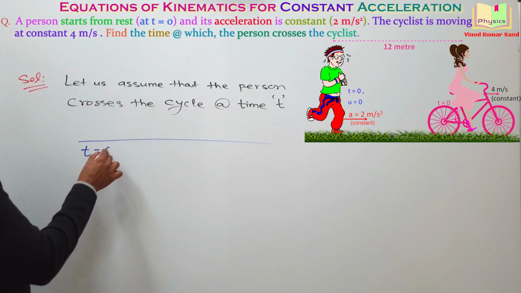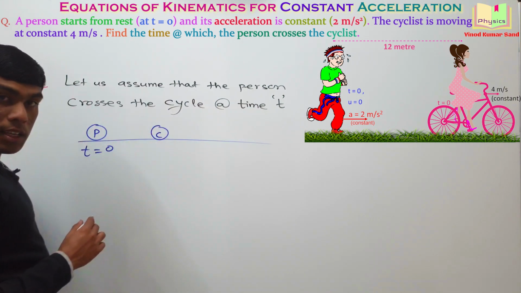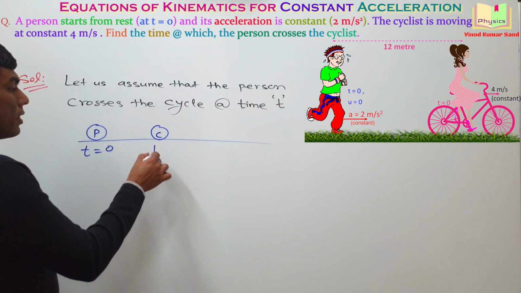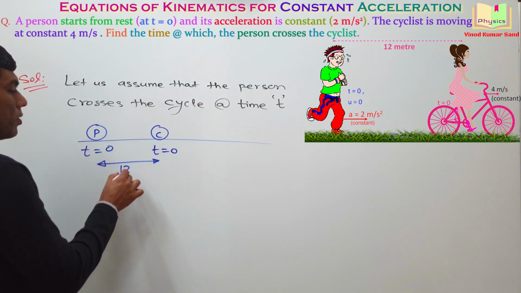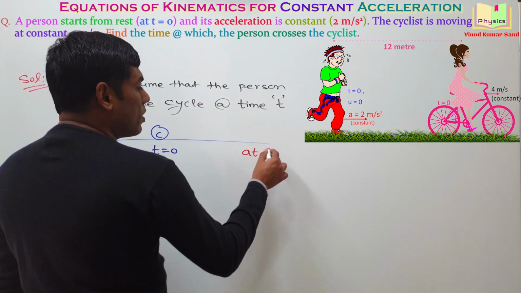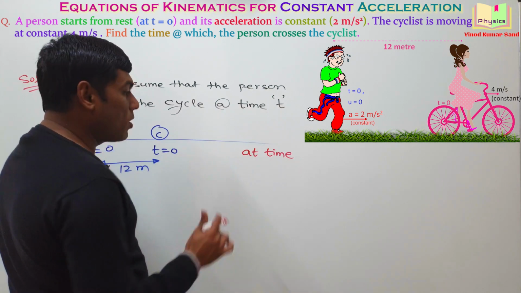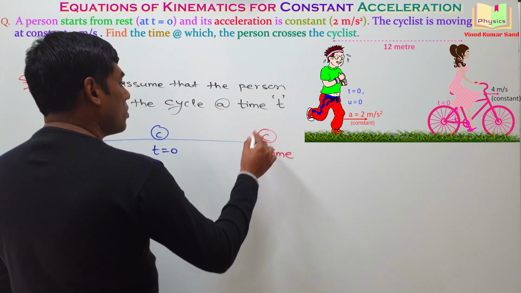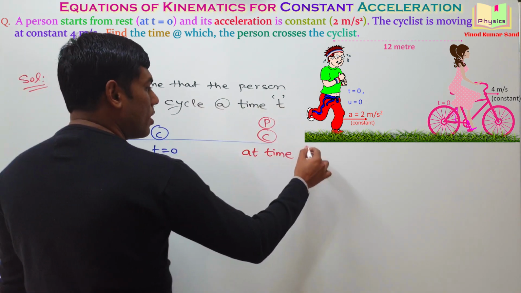At t equals 0, the person was here and the cycle was here. The distance between them was given as 12 meter. At time t, the person and the cycle are crossing each other. So the diagram would be kind of this.